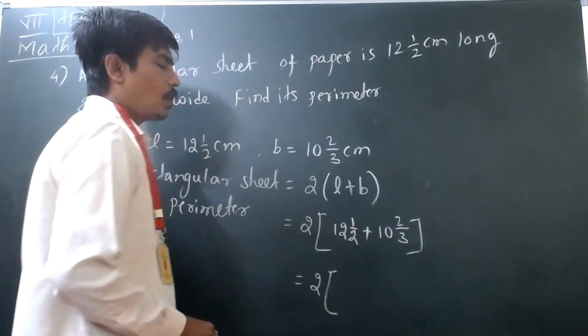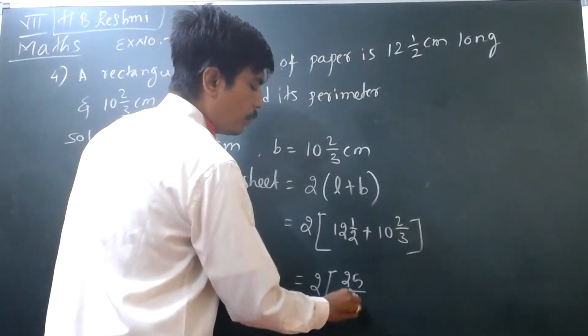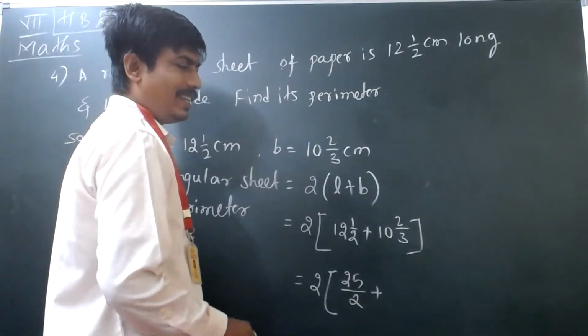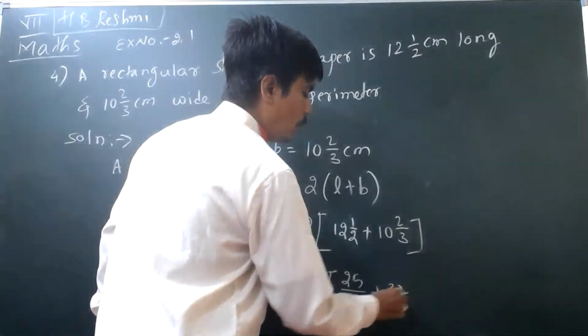2 into 12: 2 twelves are 24 plus 1, 25 upon 2, plus 10 threes are 30, 30 plus 2, 32 upon 3.